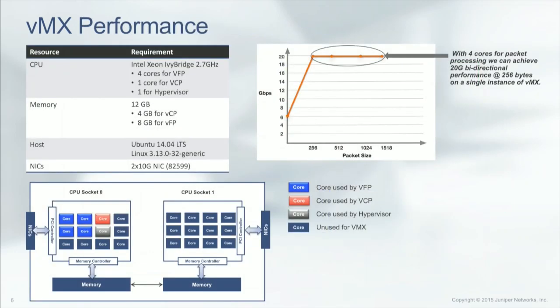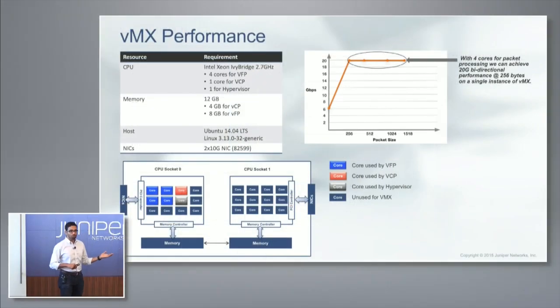All right, so performance. What we're showing you here is a server where we ran this test. It's an Intel Ivy Bridge server, 4 cores for the forwarding plane, 1 core for the control plane, and 1 core for the hypervisor. We use 12 gigs of memory, but you don't need 12 gigs. The minimum amount of memory we support today is around 7 gigs: 6 gigs for your forwarding plane and 1 gig for the control plane. We've qualified all of this on Ubuntu, so we recommend Ubuntu 14.04 and Linux kernel 3.13.